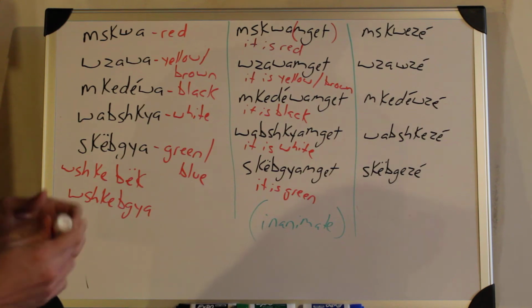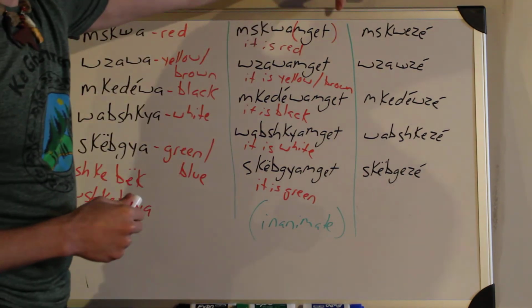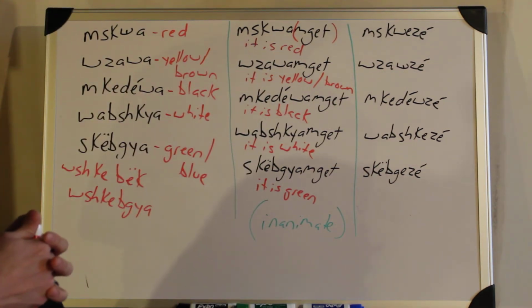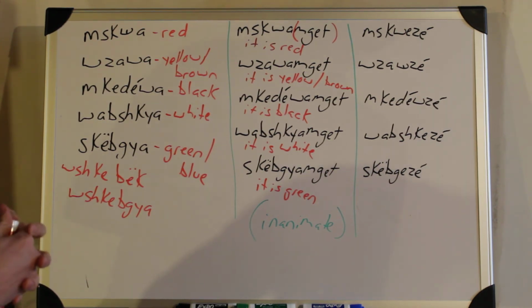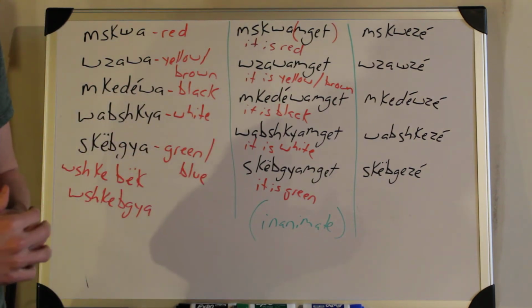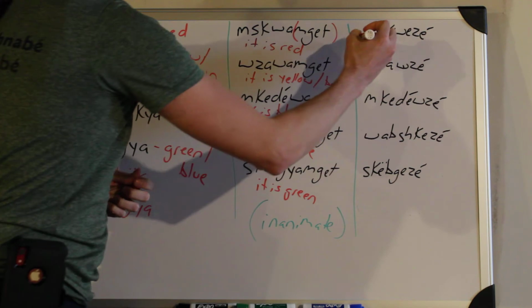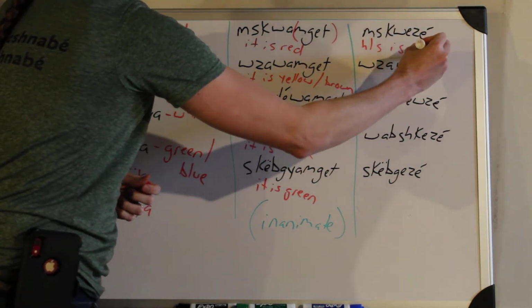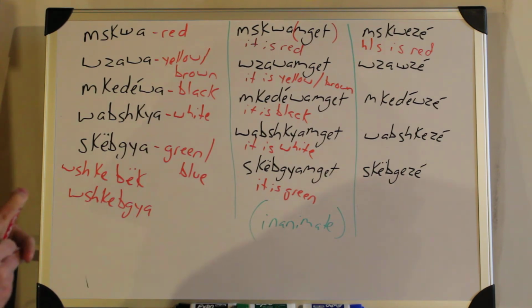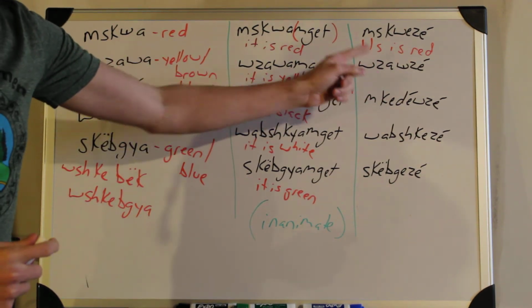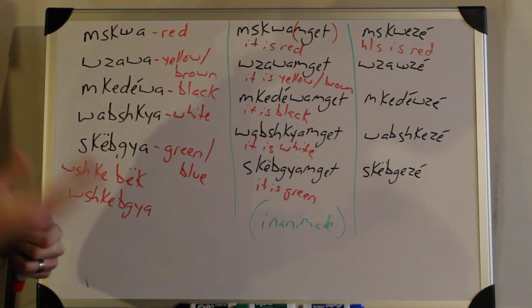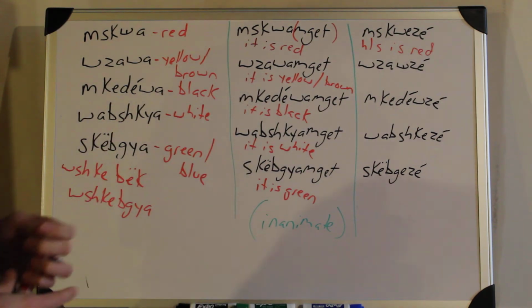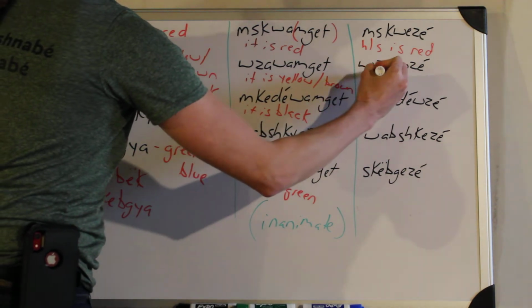Moving over here, we have the animate versions. These are all animate. So for red, Mskwa changes to Mskwize. He or she is red. If I said Mskwize obanashi, that bird is red. Moving down, Ozawa changes to Ozauze. He or she is yellow, or he or she is brown. I said Ozauze ojibshi. That mountain lion is brown. That mountain lion is yellowish brown. Ozauze. He or she is yellow, brown.